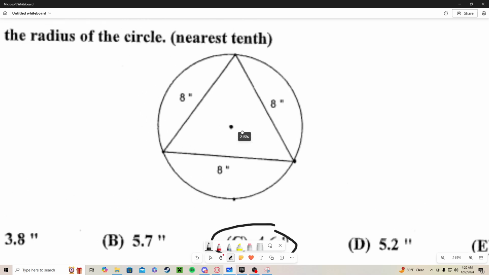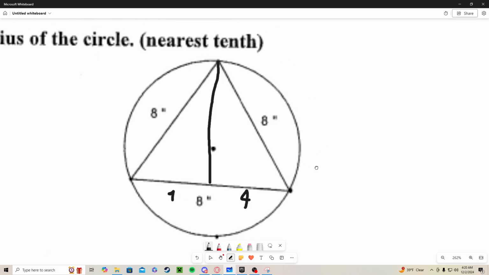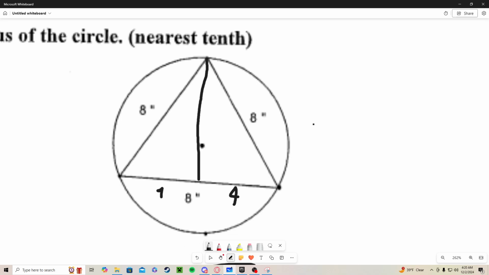So if we zoom in on the triangle here, we can break the triangle in half by drawing a line to the center. Imagine that's the center. And we see we're given two right triangles on both sides, and we see that the base is now cut into half. It'd be 4 and 4. But the thing is, you can do that from any angle.